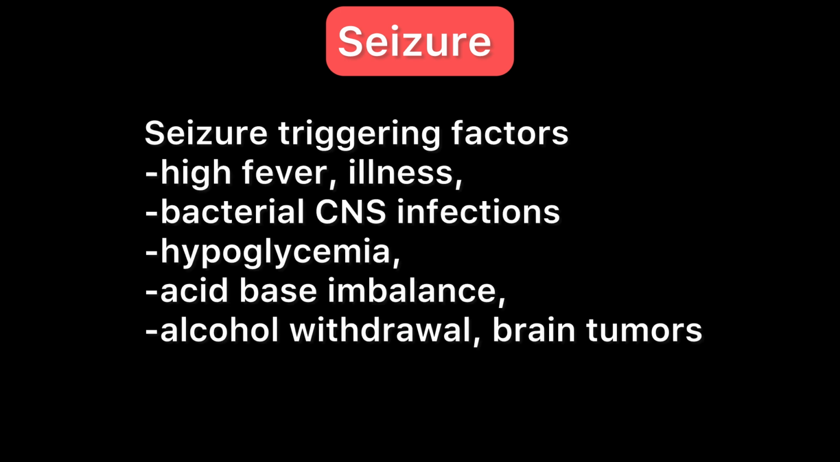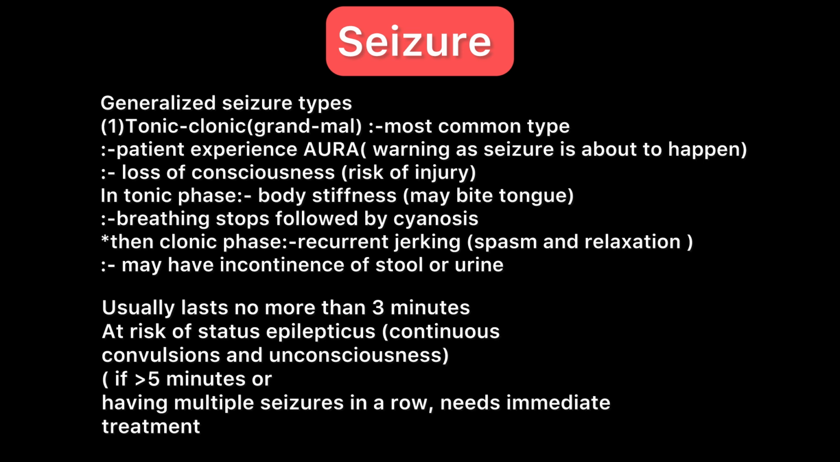Seizure can occur in anyone, children or adult, due to a severe acute condition such as high fever, illness, hypoglycemia, acid-base imbalance, alcohol withdrawal, brain tumor, CNS infections like meningitis, etc. Among the generalized and partial seizure, the generalized seizure is again divided into 5 types.